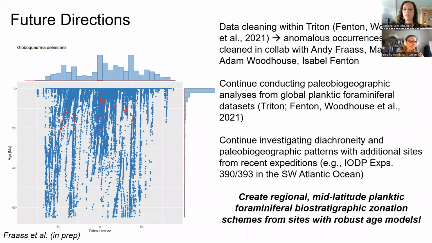I also want to continue investigating diachroneity and paleobiogeographic patterns with additional sites. For example, I recently sailed, well, I didn't sail, couldn't get a flight out. Long story short, I worked from home this summer for Expedition 393, but we're going to be pulling in additional sites and investigating diachroneity of planktic foraminiferal species. My PhD student, Ravi, will be working on that. And generally with my lab group, we want to continue creating regional mid-latitude planktic foraminiferal biostratigraphic zonation schemes from these sites with robust age models. That's something I hope others are working on as well, and I know some folks are working on it at the moment too.